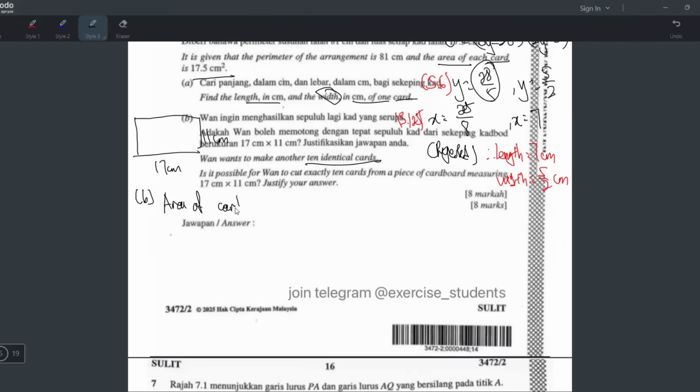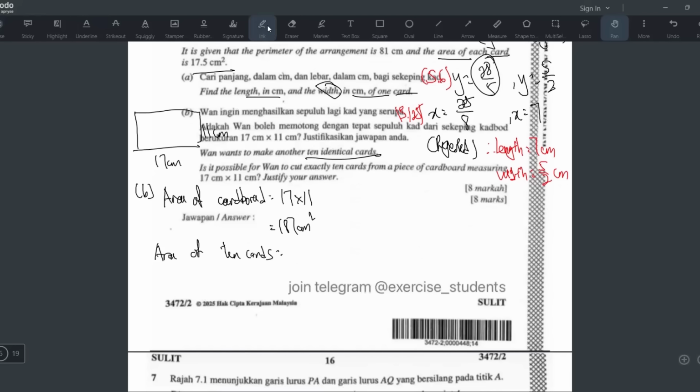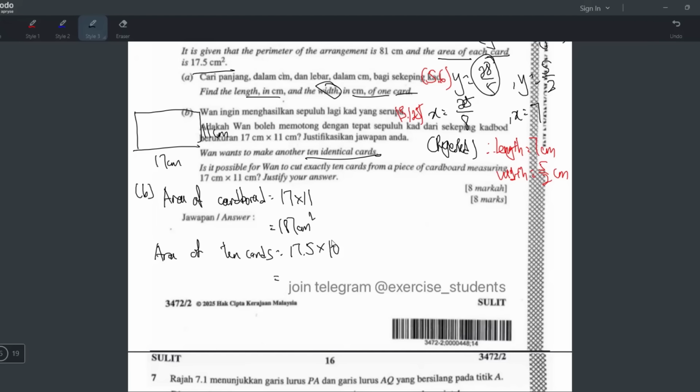Okay, to find the area of cardboard is easy, just 17 times 11. So it's 187 cm square. But to find the area of 10 cards, that one also easy. The area of 10 cards is also easy, because you already know the area of one card, 17.5. So why not you just 17.5 times 10? Wait, times 10 or times 11? Times 10, confirm times 10, right?